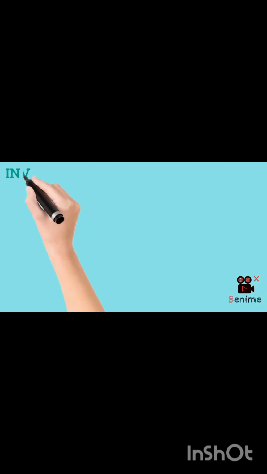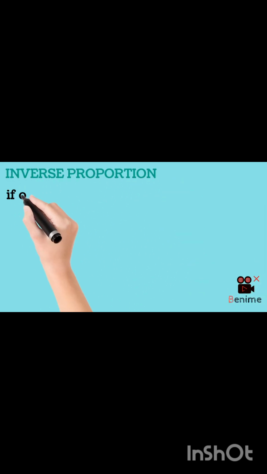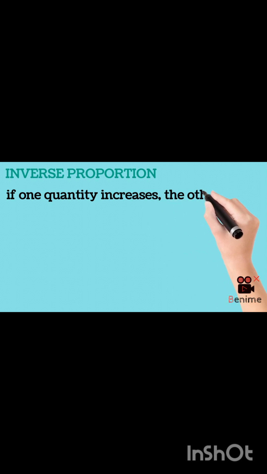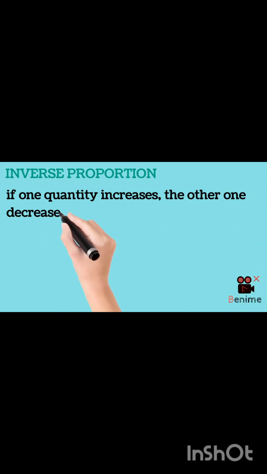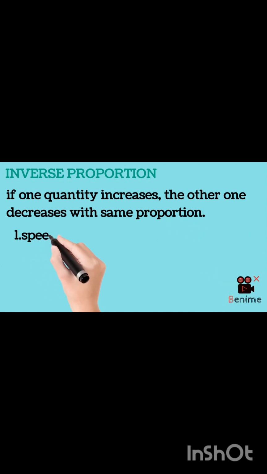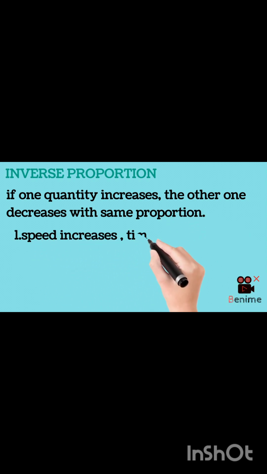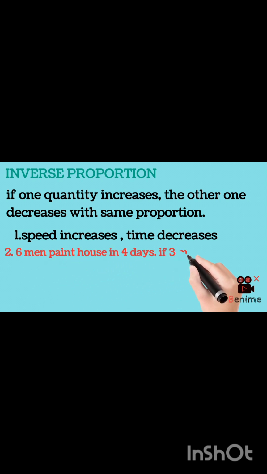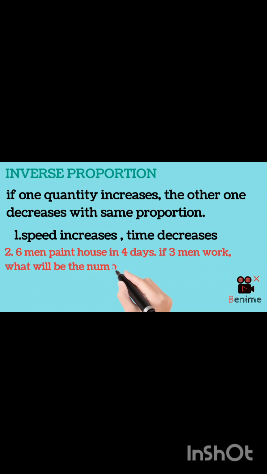x equals 3. The second type of proportion is inverse proportion, in which one quantity increases, and the other will decrease with the same proportion. For example, to cover a distance, if speed is high, time will be less, or if speed is slow, then time will be high. So two quantities, speed and time, are inversely related.